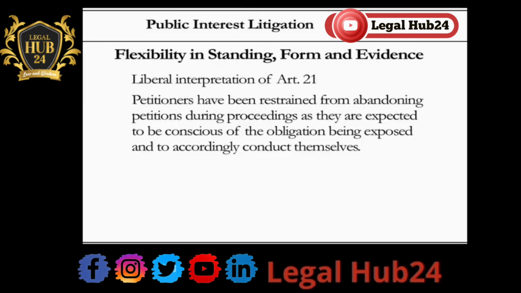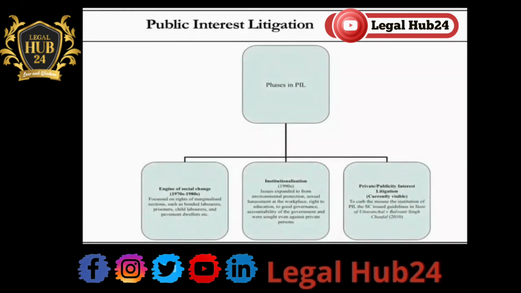We will now move on to understand the various phases in the development of PIL. PIL can broadly be divided into three phases. The first phase is known as the engine of social change. In the first phase, which began in the late 1970s and continued through the 1980s, PIL was used as an instrument for social transformation, wherein the judiciary recognized the rights of marginalized sections such as bonded laborers, prisoners, child laborers, and pavement dwellers, and directed the government to redress alleged violations.